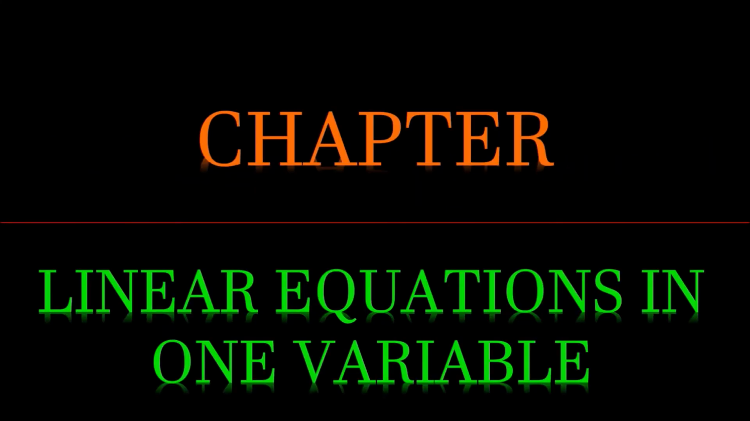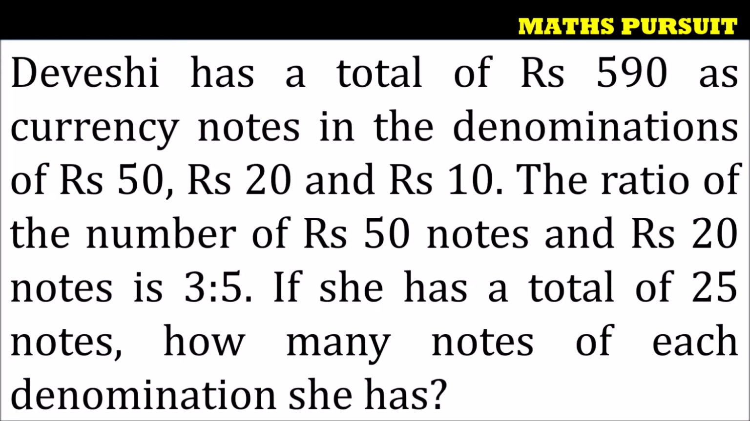Today we will look into the questions from the chapter called Linear Equations in One Variable. The given question is: Deveshi has a total of rupees 590 as currency notes in the denominations of rupees 50, rupees 20 and rupees 10. The ratio of the number of rupees 50 notes and rupees 20 notes is 3:5. If she has a total of 25 notes, how many notes of each denomination does she have?